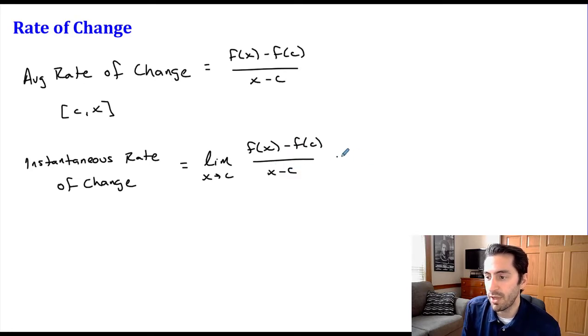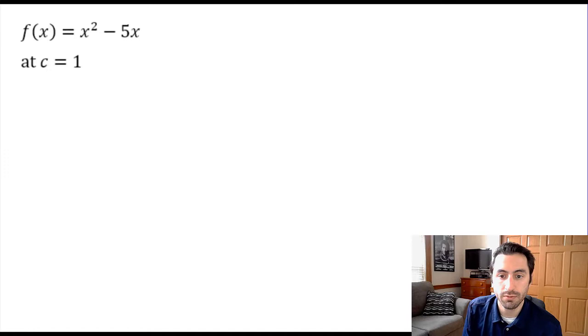And again, another way that we can write this is using prime notation. So I could say f prime of c. And this is what we're going to use in our example. So let's take a look. So here I have a function f of x is equal to x squared minus 5x. And I want to find the instantaneous rate of change at the value of c is equal to 1.